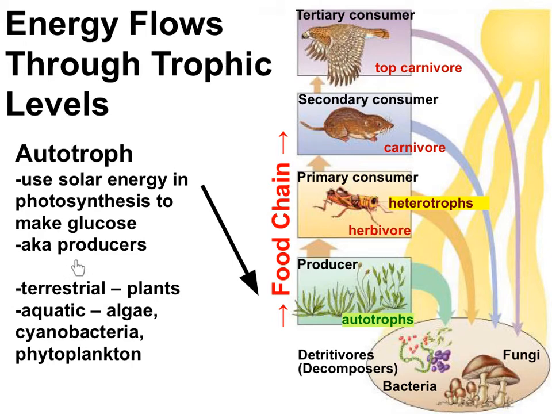Another name for autotrophs is producers. Now, the auto part of autotrophs refers to the fact that autotrophs feed themselves by producing their own food. So it's kind of like how autobiography is a book that someone writes about themselves. On land, plants are autotrophs. And in aquatic ecosystems, algae, cyanobacteria, and phytoplankton all fill the role of autotrophs or producers.